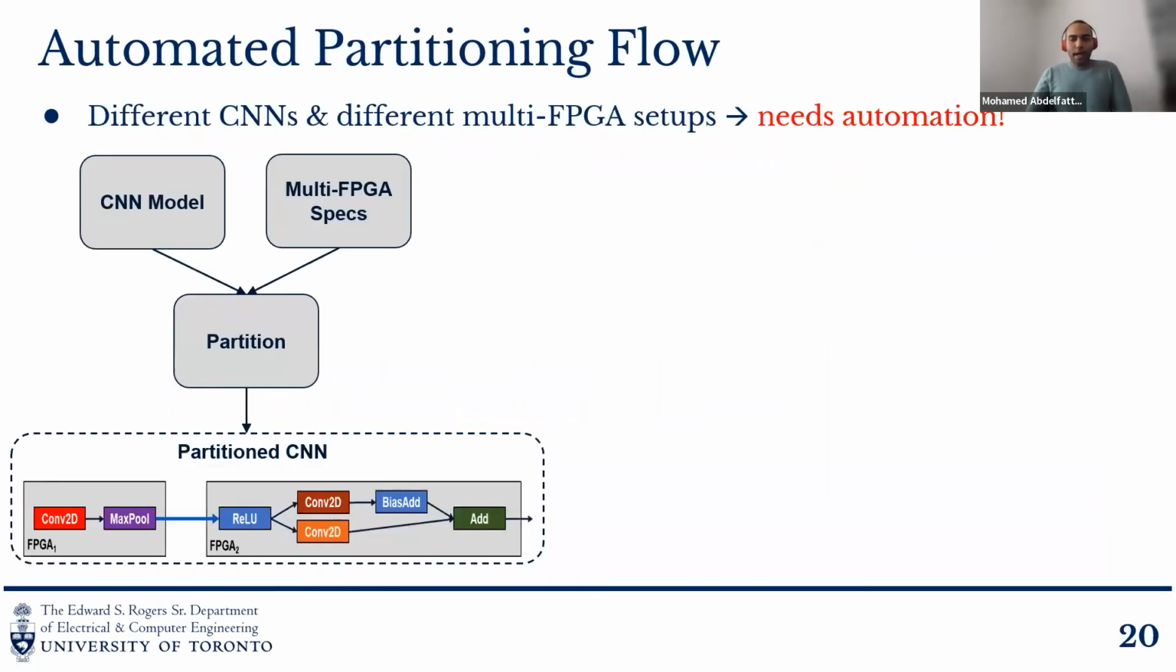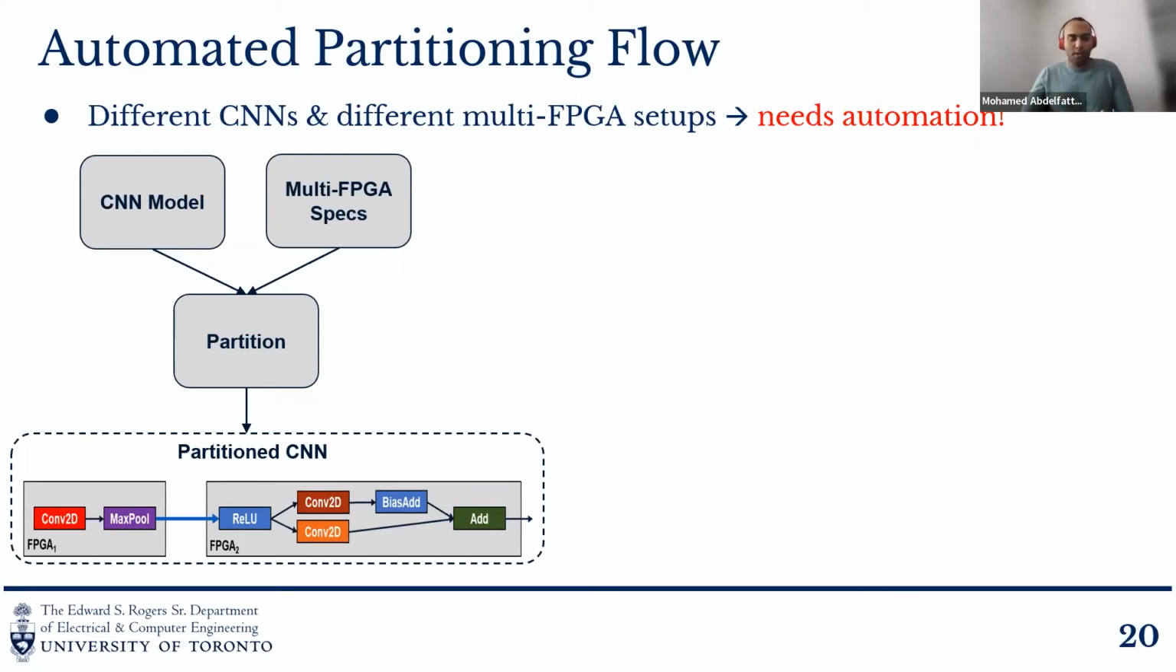Now it's even more challenging than before to do this by hand, because now we have a unique accelerator for every pair of a CNN and a multi-FPGA system. We might have 2 FPGAs, 4 FPGAs, 8 FPGAs. So for every pair of a CNN and a multi-FPGA system, we have a unique accelerator.